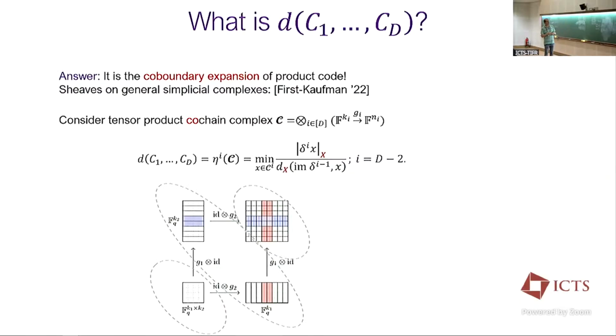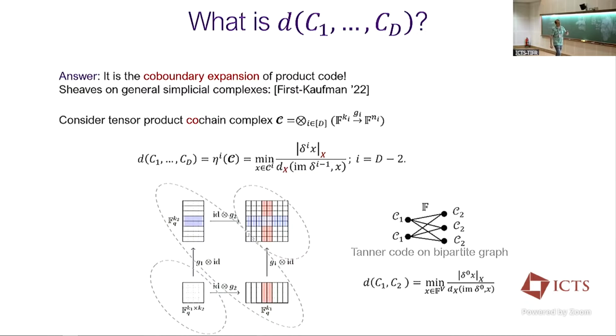Okay, and here is my example that I showed. We put code words from C1 here and C2, and this is exactly like a Cheeger constant.